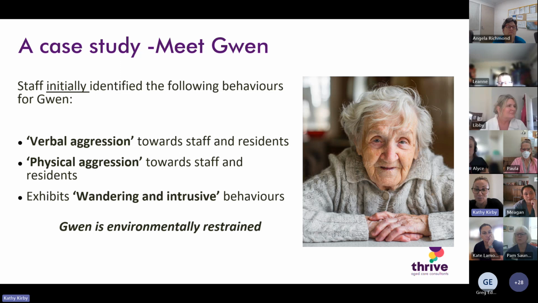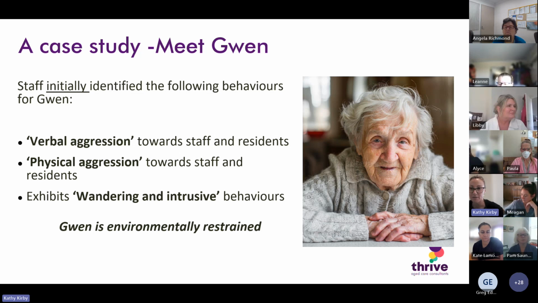So I went and had a look at her behaviour support plan, and this is what was written, okay? Gwen has these behaviours. She's verbally aggressive towards staff and residents. She's physically aggressive towards staff and residents, and she is wandering and intrusive, okay? And it did reflect that she's environmentally restrained. When we have a look at this though, does it tell us much information? If you were coming in as an agency nurse and you've never met Gwen before, does it tell you enough information?